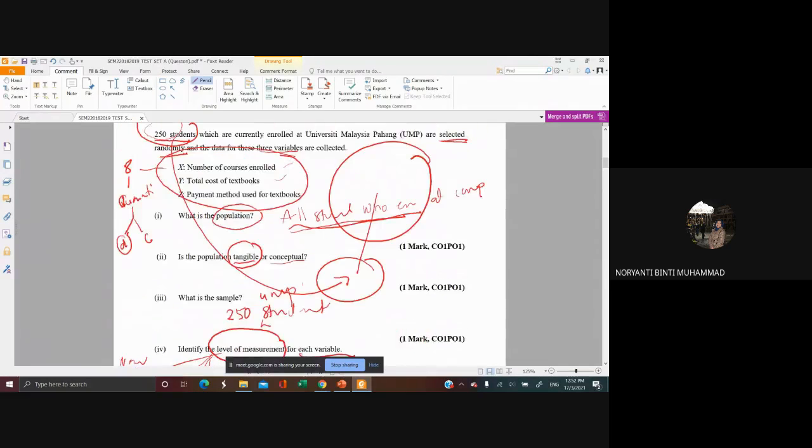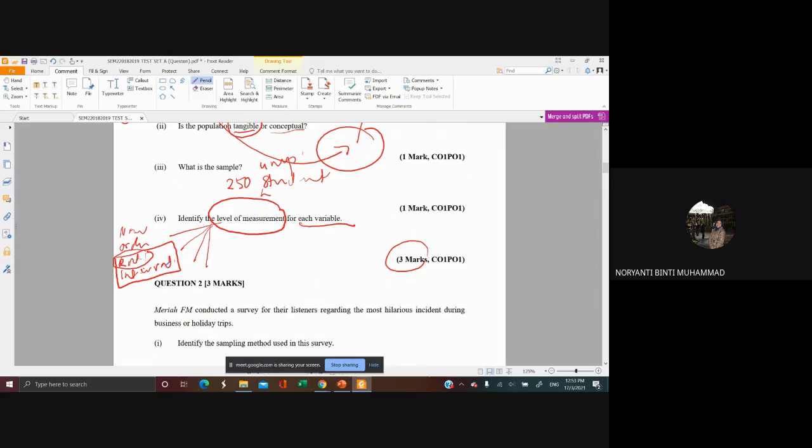Okay, and then you have total cost of textbook. So let's say you buy an applied stat book and an applied calculus book, and the total is Ringgit Malaysia 20.50, for example, ada discount. Okay, 20 ringgit and 50 cent. So you know this is quantitative. Is it discrete or continuous? Continuous, because you can take decimal places. And then is it ratio or interval? Ratio. Yes, correct. If 0 ringgit, that means true 0.